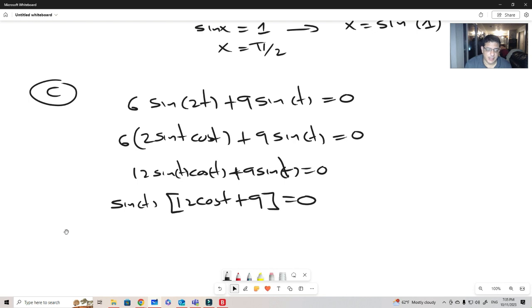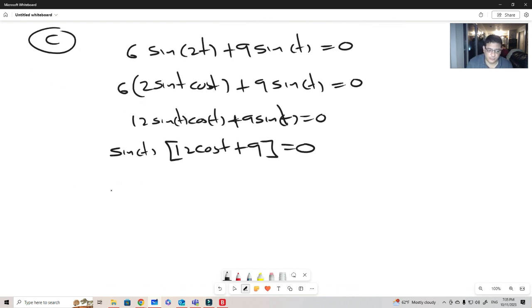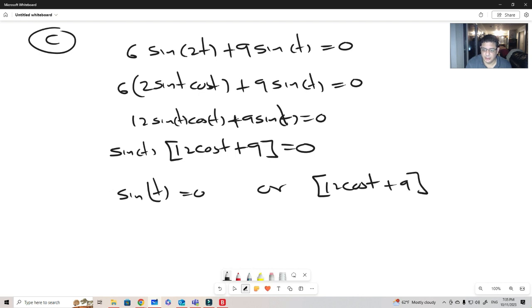Again, if you want to verify that this is fine, multiply back, distributing, and you should arrive at the same place. Now, we have a product of two things equal to 0, so this is going to give me two equations to solve. Sine of t equals 0, or 12 cosine of t plus 9 equals 0. So sine of t equals 0, and again, let's assume that t here moves between 0 and 2 pi, 2 pi open, so we don't have to include it. So t here can be 0 or pi for sine of t.